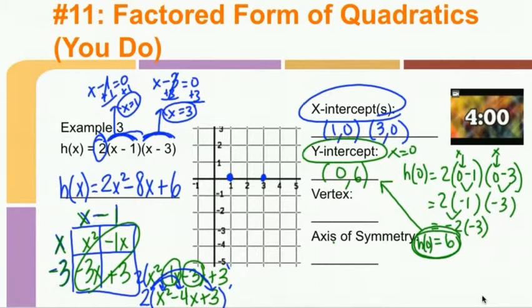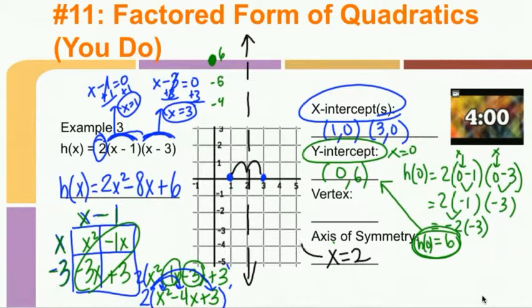Again, that would go off the graph here a little bit. So here's 3, here's 4, here's 5, here's +6. So your y-intercept is somewhere right here. Okay, for your vertex and your axis of symmetry, you need to find the midpoint. So halfway between 1 and 3 is going to be 2. So that's our axis of symmetry right there.